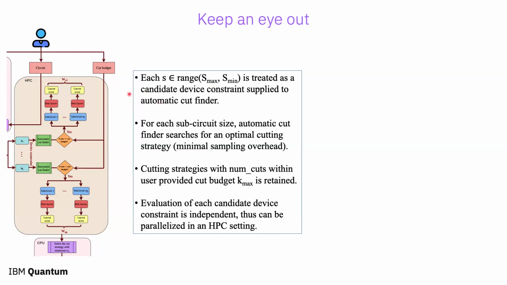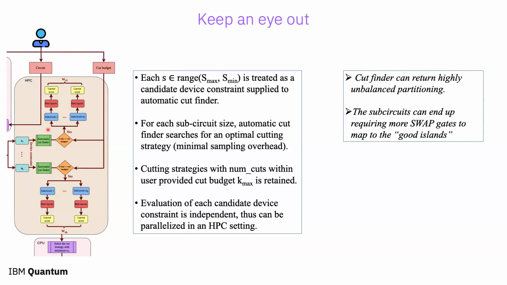Just to motivate here, you see all of these values between S min to S max, these are independent computations. So you can actually put it on an HPC and you can parallelize all of these. There can be multiple values. If you parallelize all of these, this becomes much faster. So you can do this in what we call a quantum-centric supercomputing kind of way.